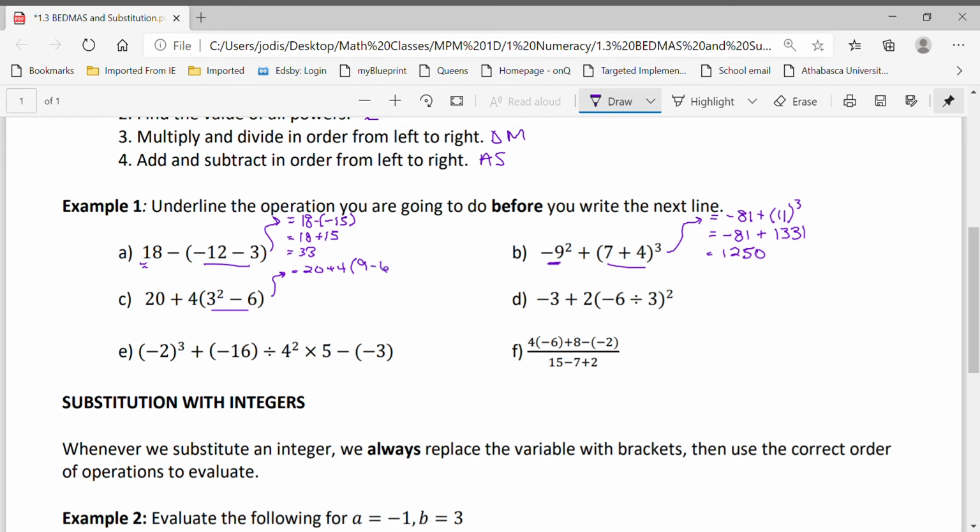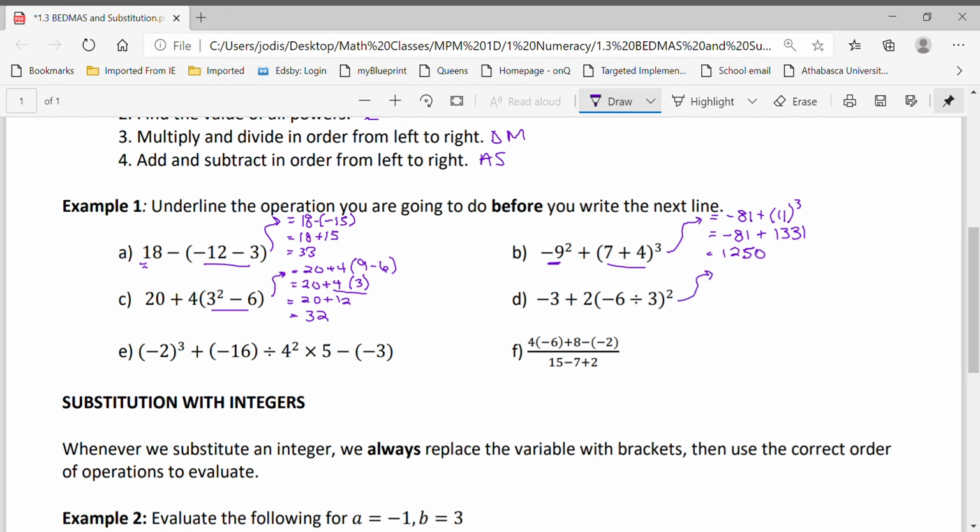So 3 squared is 9, and then minus 6. Again, finish off what's in the brackets. So 9 minus 6 is 3. And then we still can't do anything with the 20 because we have this multiplication here. This 4 times 3, we want to do that first. So that's going to give us 12. And then in our last step, we can add these together to get 32.